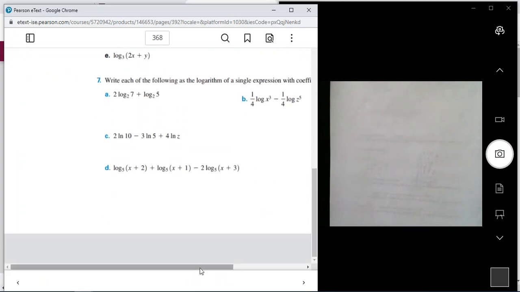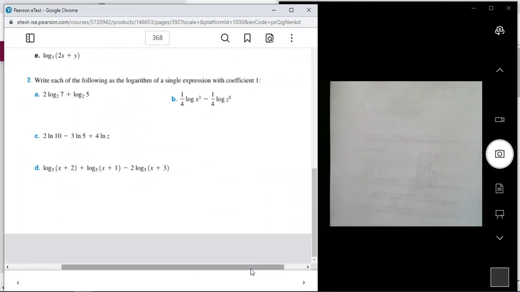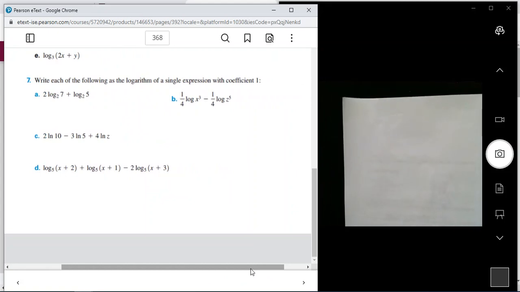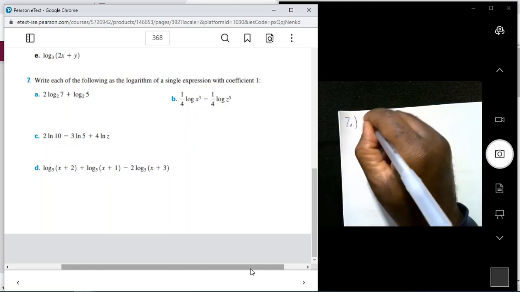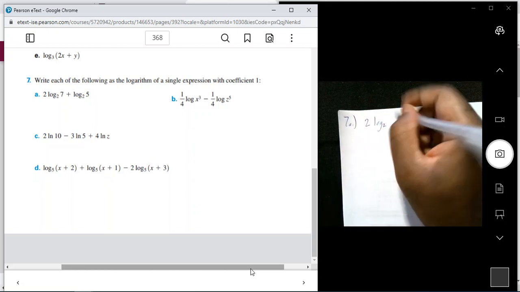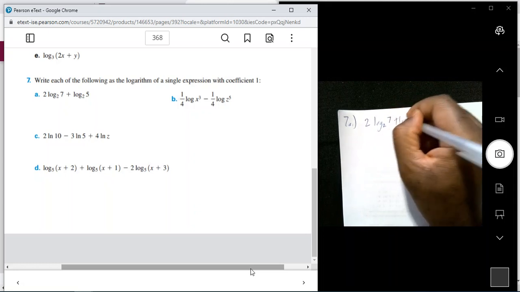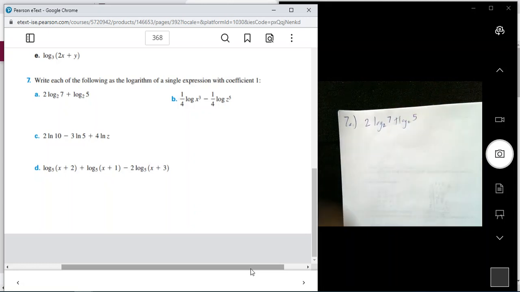Okay, here's problem 7. It's at the bottom of page 368. It says, write each of the following as a logarithm of a single expression with coefficient 1. So basically they want you to combine all this into one logarithm. Now this is the opposite of what we did from problem number 1. So for 7a, we have 2 times log base 2 of 7 plus log base 2 of 5.